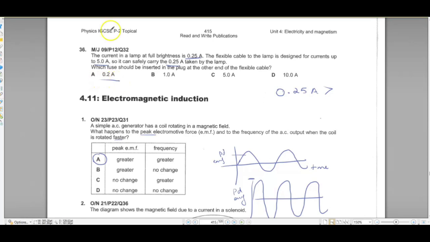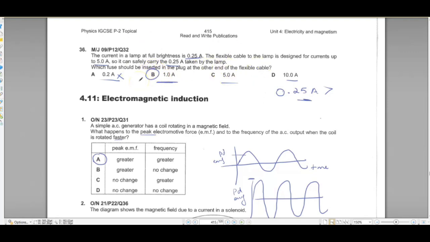So 0.25 is required. A fuse of less than that value is not going to let any current switch on the lamp. The fuse is going to stop any current going in. 1 ampere seems to be the right option because 5 and 10 amperes are way larger than 0.25. So 1 ampere seems to be an appropriate fuse for this lamp. So B is our correct option.